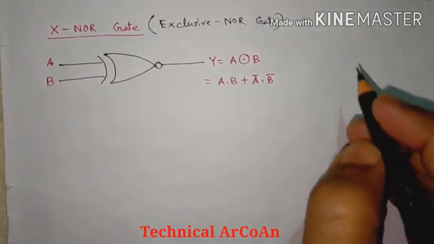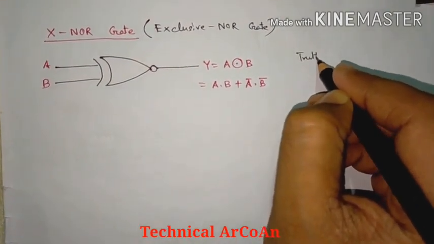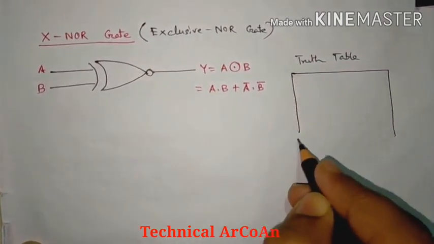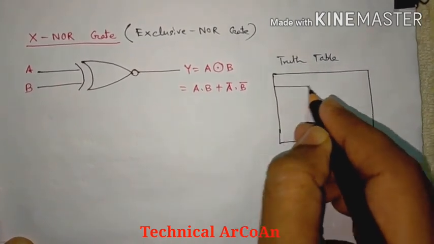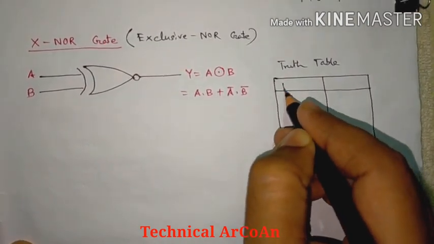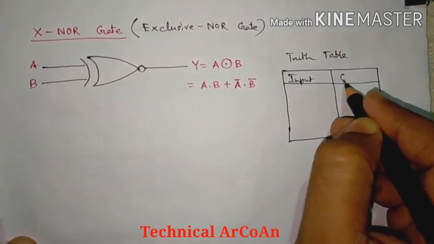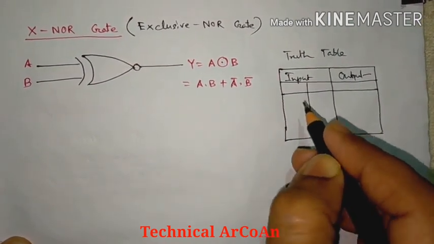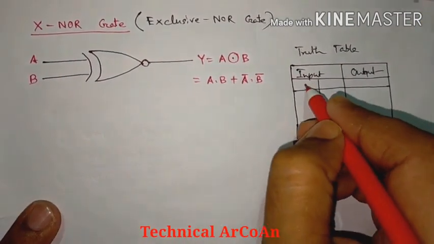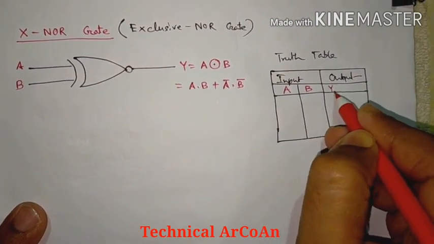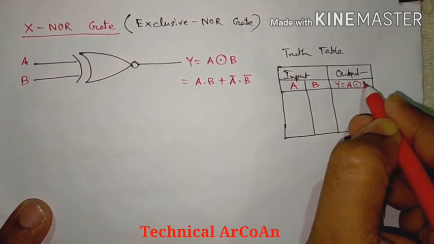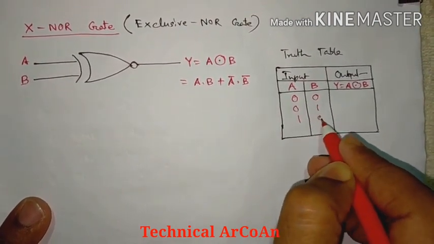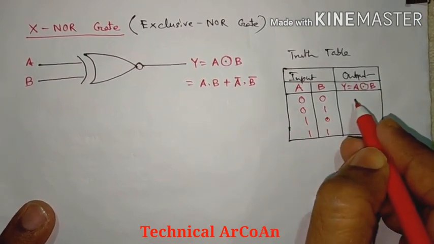Now the truth table for XNOR gate. I am just drawing that. There are two parts: one is input and the other is output. There are two different inputs, A and B, and the output is A XNOR B. The combinations for input are 0 0, 0 1, 1 0 and 1 1. At first I am writing the result, then I will describe it.